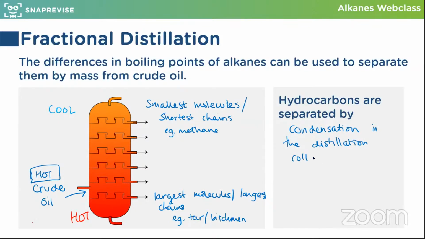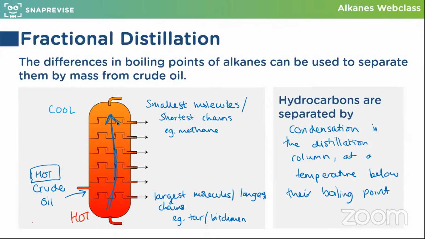In the distillation column at a temperature below their boiling point. So that is the idea of a fractionating column, that it gets cooler as you go up, and as you go up, as the gases that have been inputted in from the hot crude oil cool, then at some point they will reach their boiling point. They will condense because they would have gone below their boiling point, so they will condense into a liquid, and then we will collect them out as a fraction.